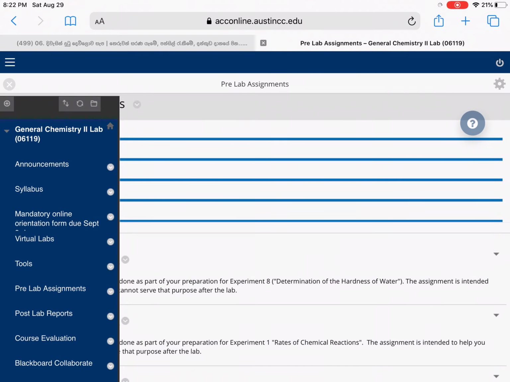Hi everyone, I hope you have done your pre-lab calculations for the water hardness experiment. Here we will talk about how to do the calculations for your post-lab reports.